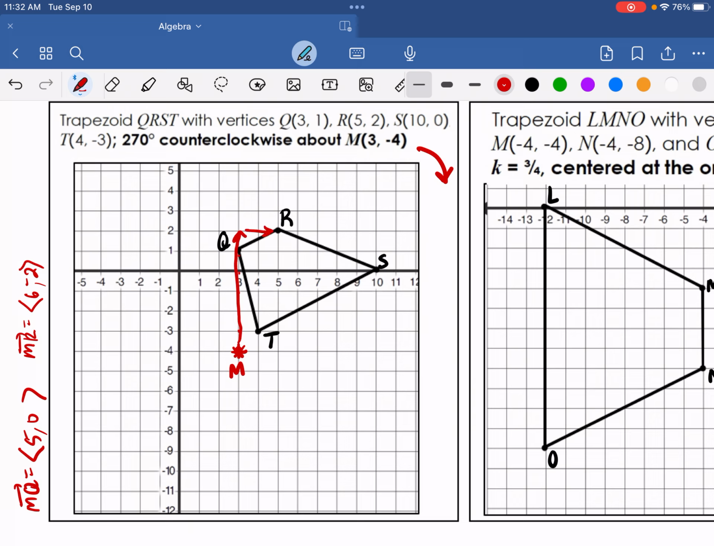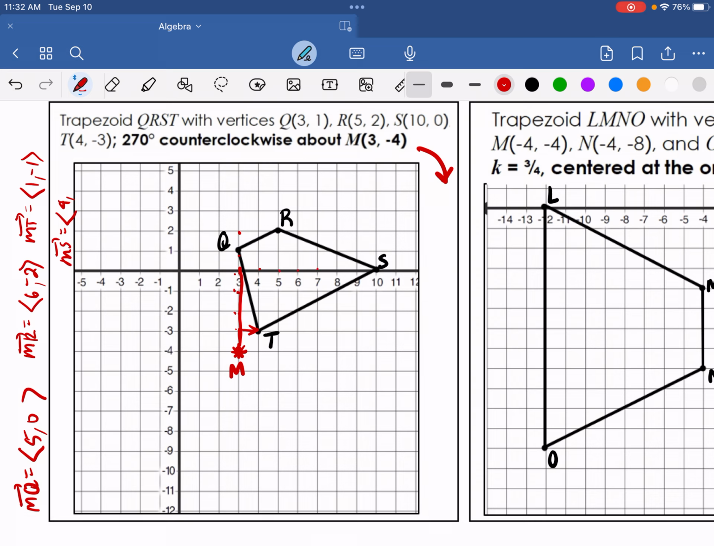To get to T, MT, I would go right 1 but down 1. And to get to S, I would go right 1, 2, 3, 4, and down 1, 2, 3, 4, 5, 6, 7, -7.